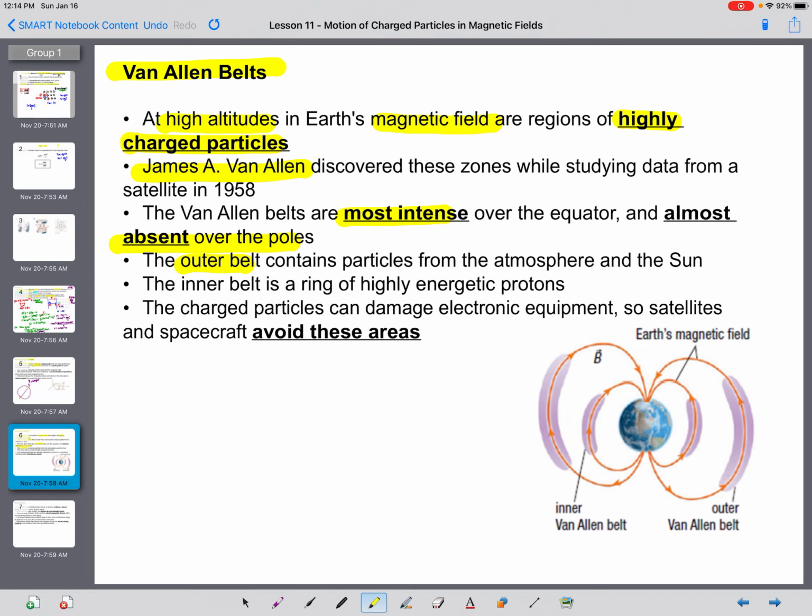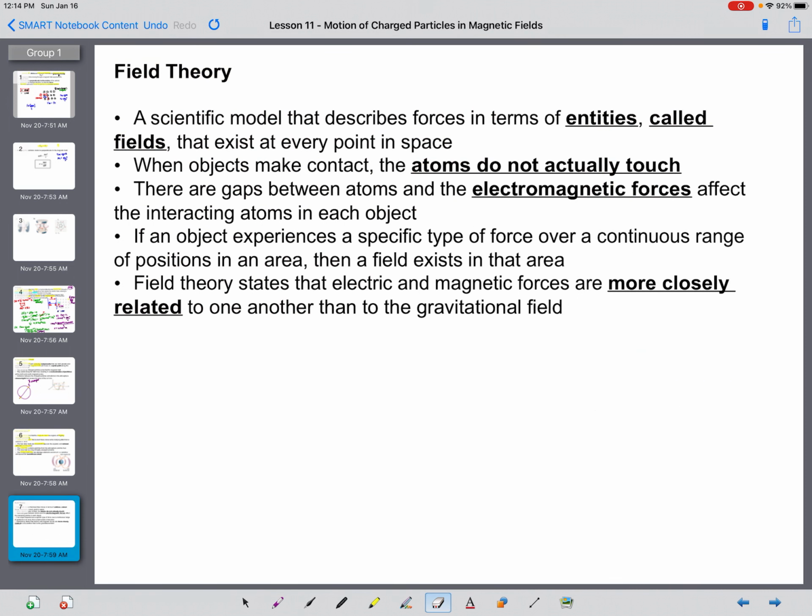It just happens to have two distinct regions where they stay. And because there are so many charged particles close to the Van Allen belt, satellites and spacecraft tend to avoid these areas, because these charged particles can potentially damage electrical equipment. Kind of like when we talked about the solar storm, same thing, right? When you have a surplus of charged particles, it can destroy delicate electronic equipment.